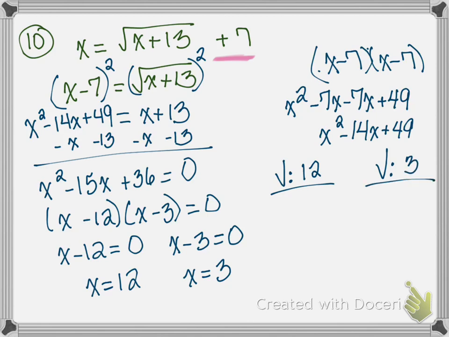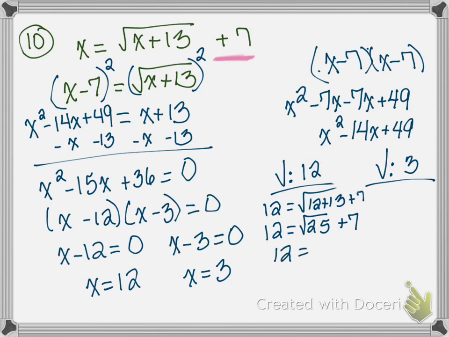So I've got 12 equals the square root of 12 plus 13, and the plus 7 is outside the square root. Make sure you realize that that plus 7 is not inside the square root. So I have 12 equals the square root of 25 plus 7. Square root of 25 is 5. 12 equals 5 plus 7. Does it work? Yes, so 12 is a solution.